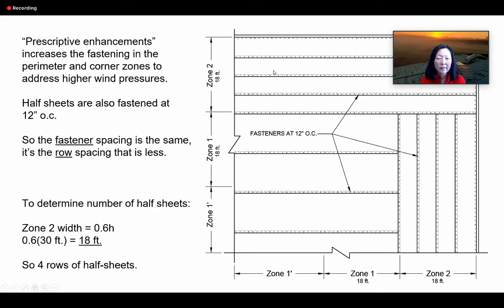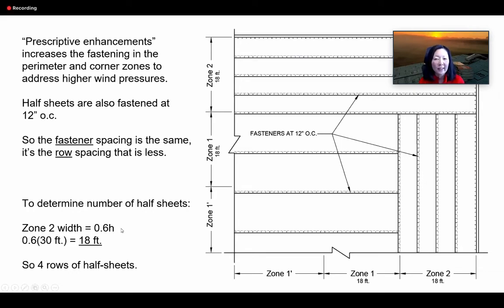So here's where you're at: you can run your half sheets all the way over, or you can save on membrane and cut it short, as you can see in what I've drawn here. The fasteners are 12 inches on center everywhere. The increased fastening comes from decreasing the row spacing in the perimeters. And I added the equation one more time to determine the number of half sheets for that perimeter, so it's 0.6. If you guys don't leave this webinar knowing the 0.6, you were half asleep or needed coffee.